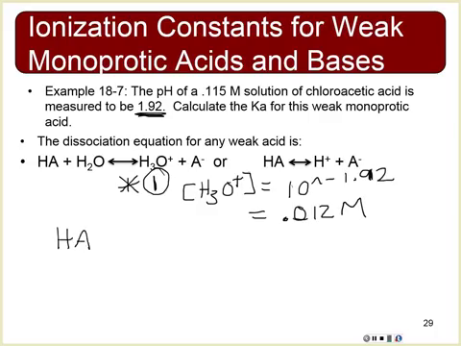I'm not concerned with water, so I'm not going to worry about it at this point. Notice that I have chloroacetic acid. You don't have to know what the formula for that is, so you can just write the general HA. If it's a weak acid, you don't have to write out the full formula, you can just write the general expression. So we think about the ICE method.